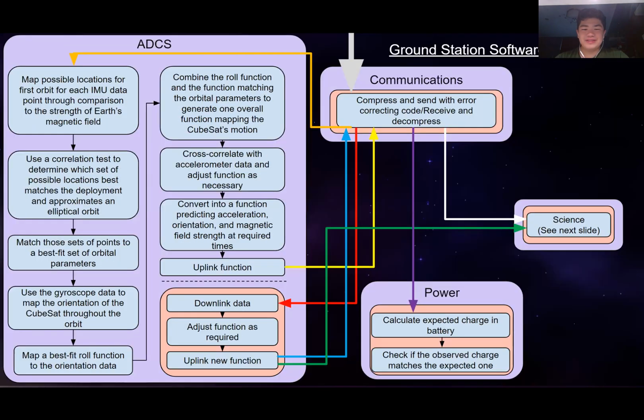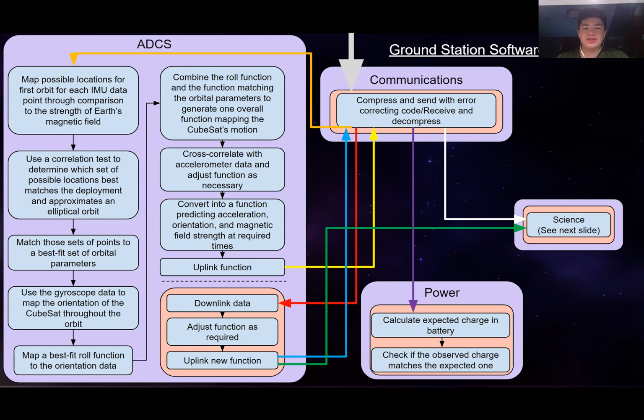Next, we have the ground station systems. We have a similar communication system to reduce noise and allow for data compression, as well as a small power system to make sure that the battery isn't strangely draining too much. For the ADCS system, we have a collection of best fit function mapping to get our orbital function, starting off with correlating the magnetic data to predict an orbit, then adding in any rotation using the gyroscope, then combining those two and checking it with the acceleration data.